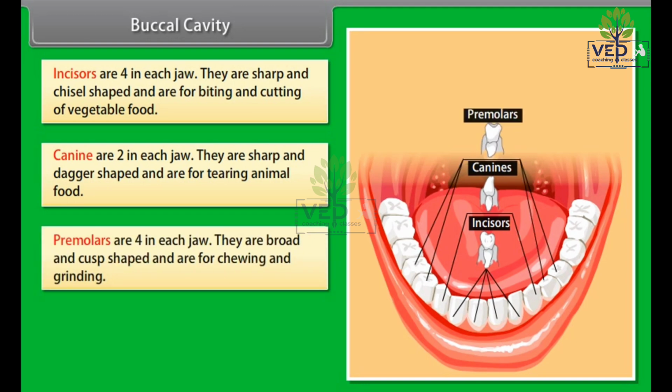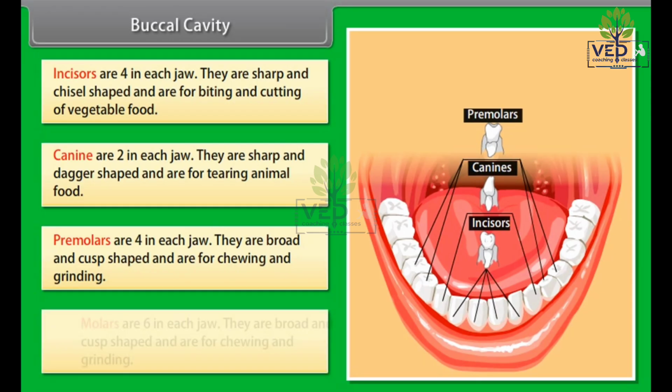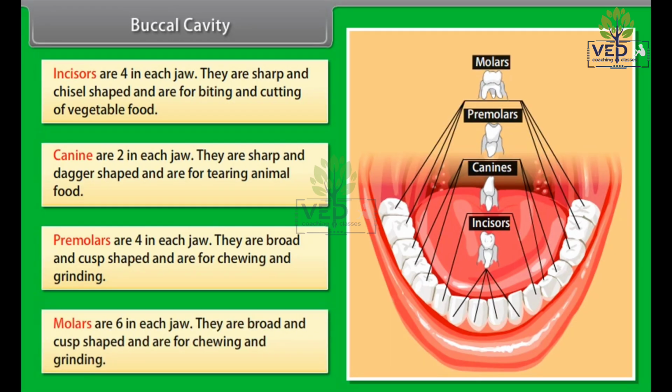Premolars are four in each jaw. They are broad and cusp-shaped and are for chewing and grinding. Molars are six in each jaw. They are broad and cusp-shaped and are for chewing and grinding.